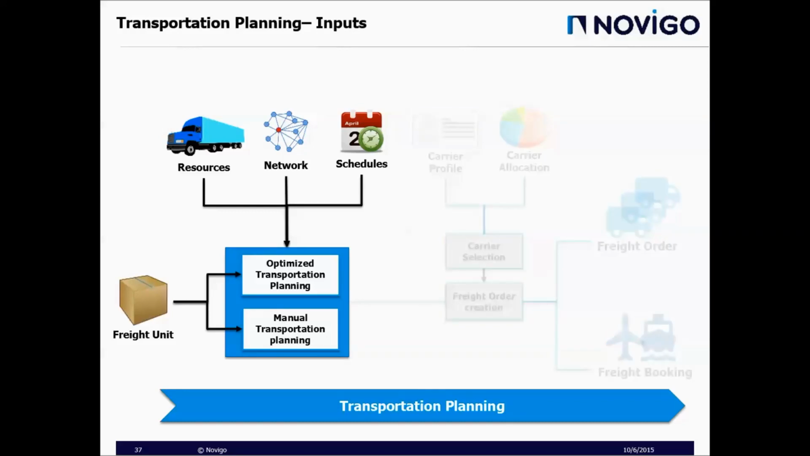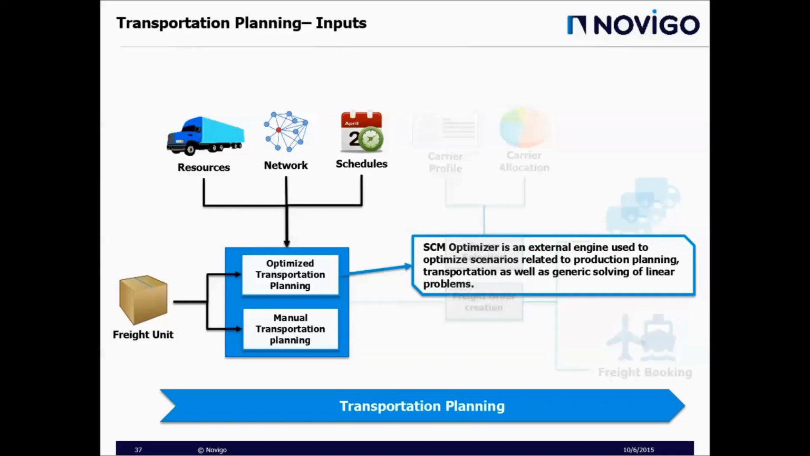The result of the previous step in SAP TM was freight unit. Now our intention is to plan these freight units. There are two options: one, manual transportation planning, and two, optimized transportation planning. In order to do the optimized transportation planning, we use a tool called Optimizer. SCM Optimizer is an external engine used to optimize scenarios related to production planning, transportation, as well as generic solving of linear problems. To do planning, some factors need to be considered.